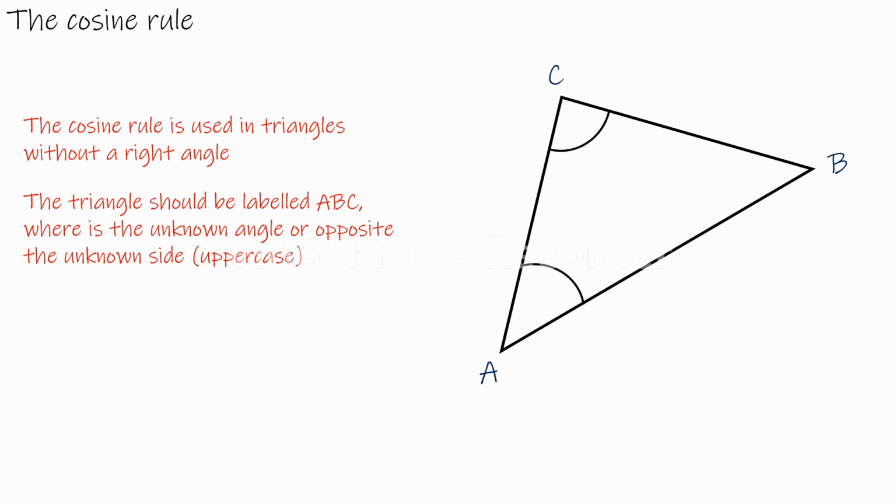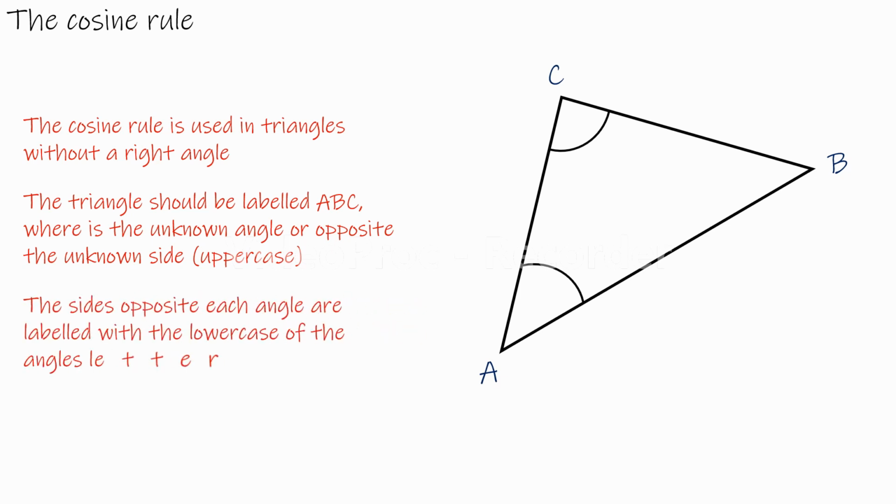C and B, the angles they go to do not matter. Now, we're going to use lowercase letters to label the sides opposite each of the angles. So for instance, opposite capital angle A, we're going to have lowercase side a. And lowercase a must also be on the side we do not know or opposite the angle we do not know and are trying to find.